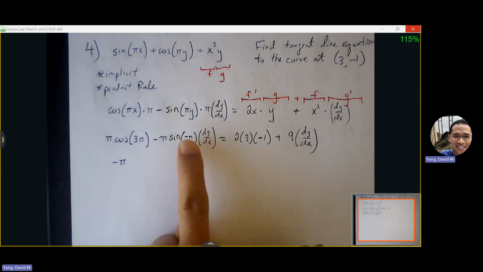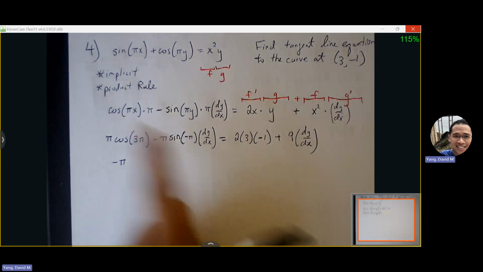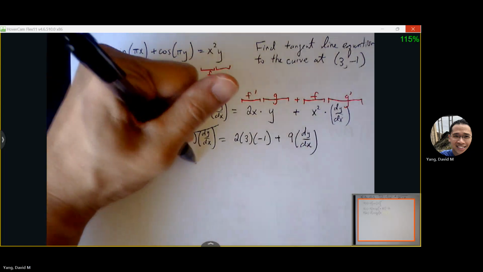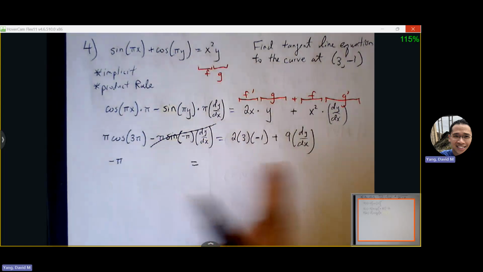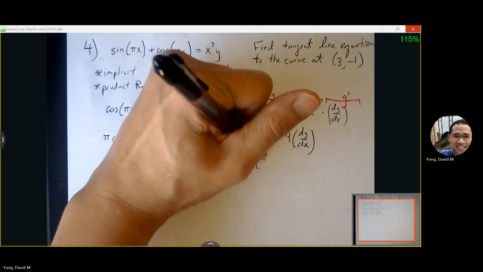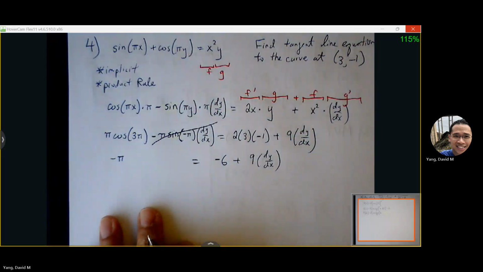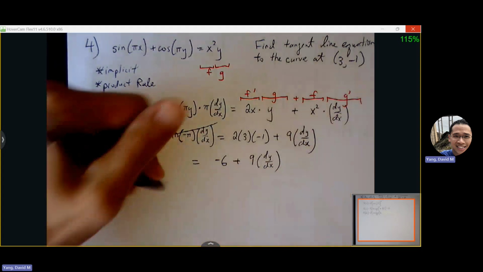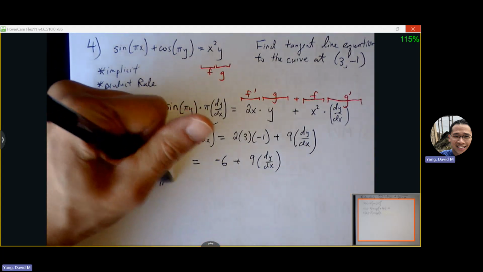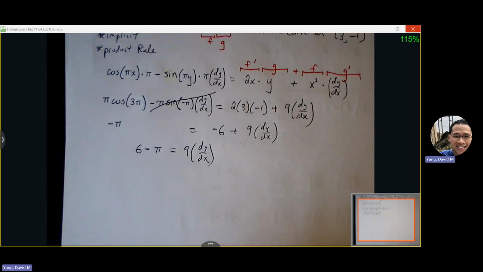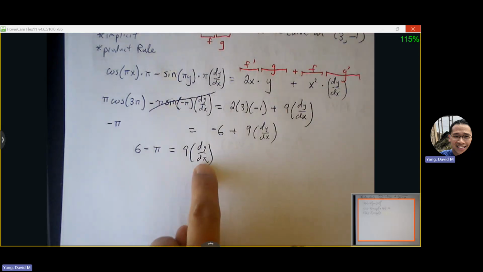So sine of negative pi is same thing as sine of pi. Sine of pi is 0, so that's nice. Wipes this whole thing out. So we only have to worry about this dy dx. Okay. So I'm going to move this -6 over to the other side here. 6 minus pi is equal to 9. A lot less to keep track of because a lot of things collapse after all the variables are gone. So divide both sides by 9, and that's our slope.